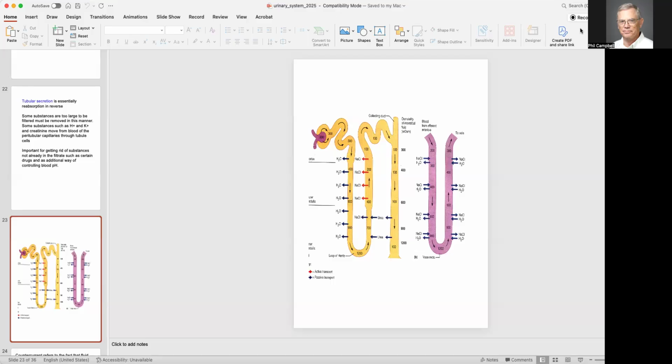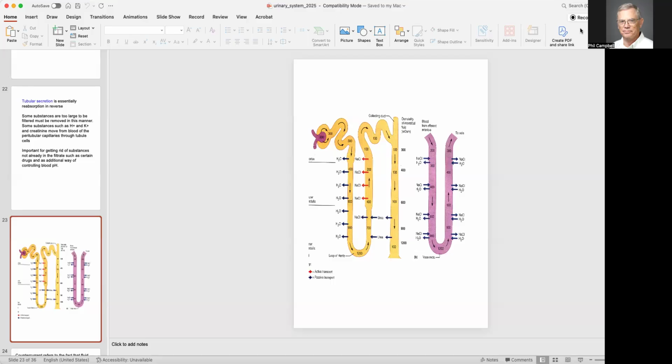we get to the ascending loop of Henle, which is now impermeable to water, but permeable to salt. So its goal is to bring salt back out, rather. And that means that additional salt is going out. So note that it goes from 1200 all the way down to almost 100 here. So that means it's pumping salt out.